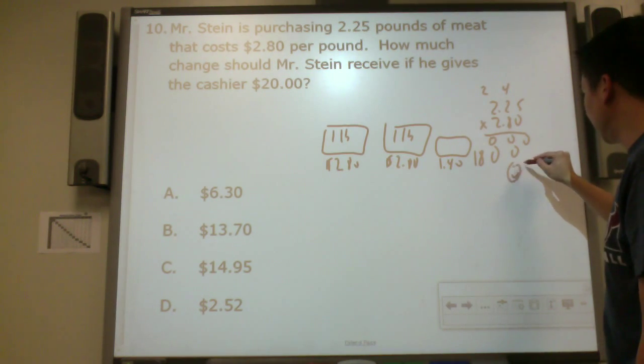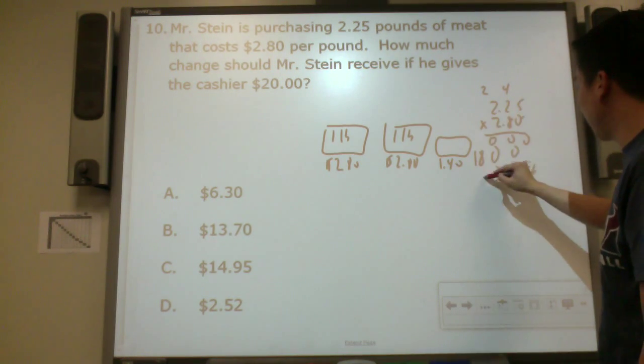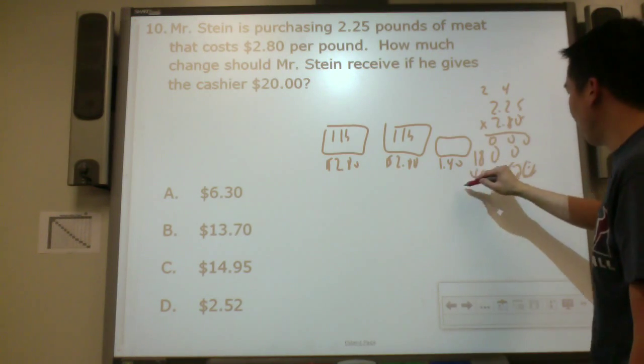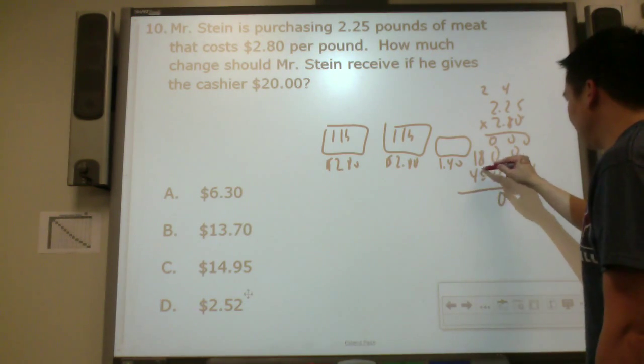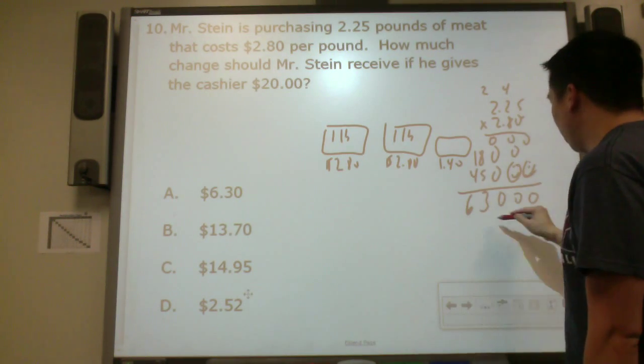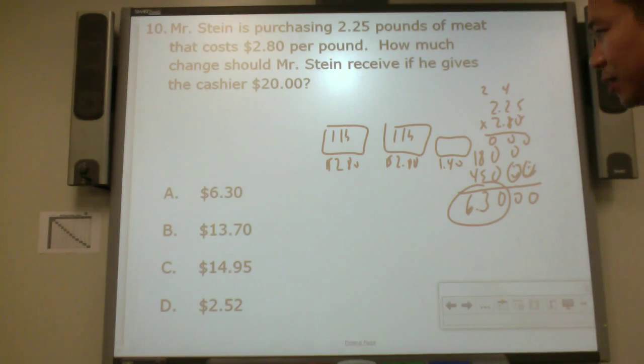Double placeholder, because I'm on the 2. 2 times 5 is 10. Carried to 1, that's 5. 10 carried to 1 is 5. 2 times 2 is 4. Add up 0, 0, 0. 9, 10, 11, 12, 13. Carried to 1. Move, jump 4 places. So he spends $6.30.